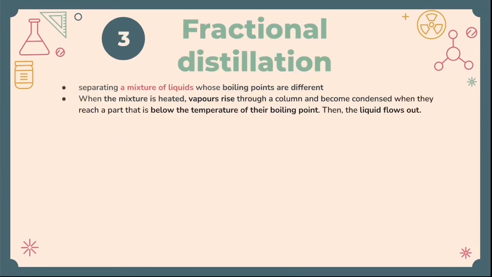Fractional distillation is used for separating a mixture of liquids whose boiling points are different. When the mixture is heated, vapors rise through a fractionating column that is hot at the bottom and cold at the top, and become condensed when they reach a part of the column that is below the temperature of their boiling point. Then the liquid flows out of the column.